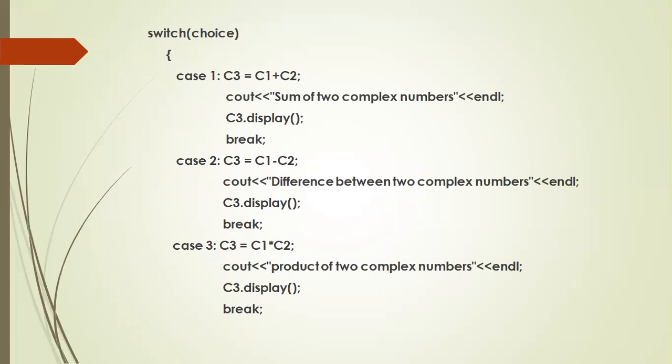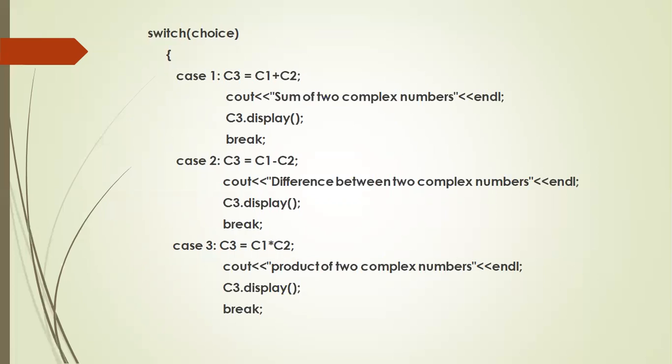Switch based on the value of choice. When choice equals 1, case 1, you can straight away write the statement C3 equal to C1 plus C2. It looks like we are using the addition operator directly on integers, but instead you are using the same plus operator in the same way on objects also. C3 is not an integer type, nor a float type. C3 is an object. So the plus operator can be applied on two objects directly. That is the power of operator overloading.